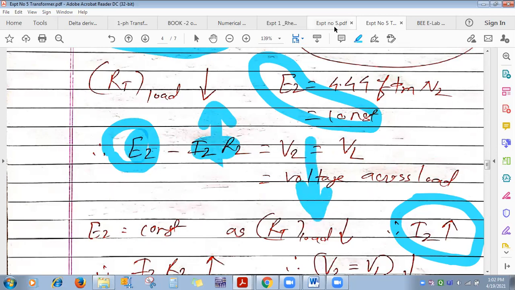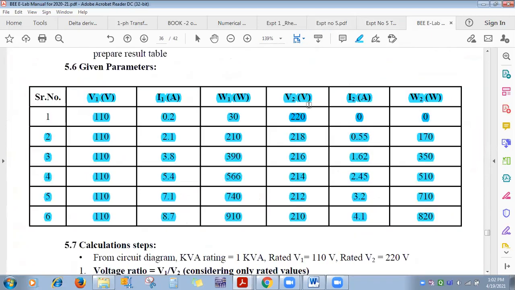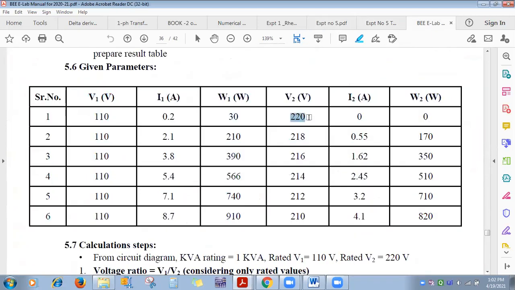All of you can see here in the observation table, compare all values of V2. First it was 220 volt. Then you connected two lamps in parallel, 218, then 4 lamps, 6 lamps, 8 lamps, and 10 lamps in parallel. So what is happening here? Voltage across the lamps goes on decreasing. That is not expected. Whenever you switch on every tube light and fan, what is expected? Voltage across it should remain constant. But it doesn't happen. As you go on increasing the load, the voltage across the load goes on decreasing.